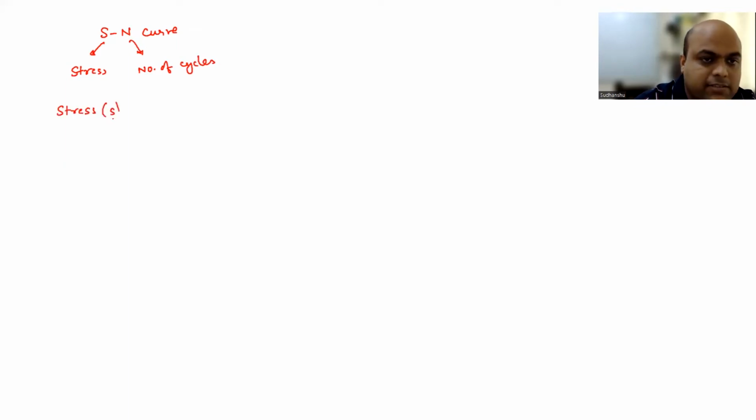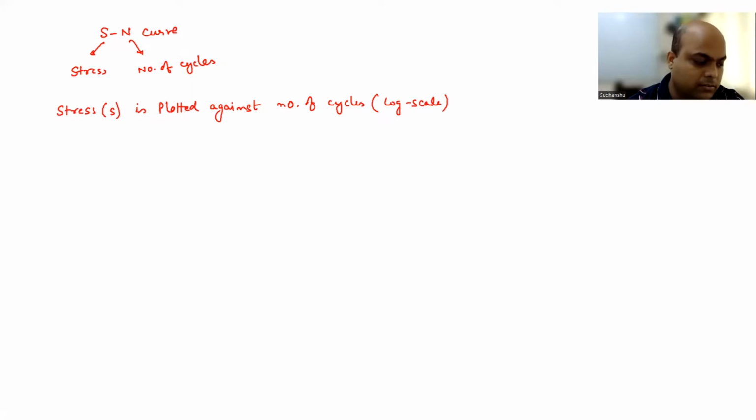Okay, now let's talk about the S-N curve, where S is your stress, N is your number of cycles. Okay. So here what we are doing, we are plotting stress, which is S, with number of cycles, and typically the number of cycles is in log scale. Okay. Now here S can be sigma A, sigma max, or sigma mean. But typically we use either sigma max or sigma A when we plot it.